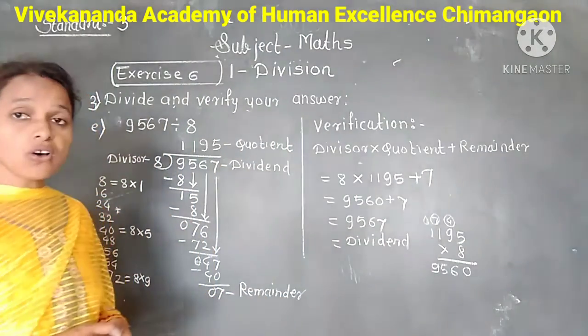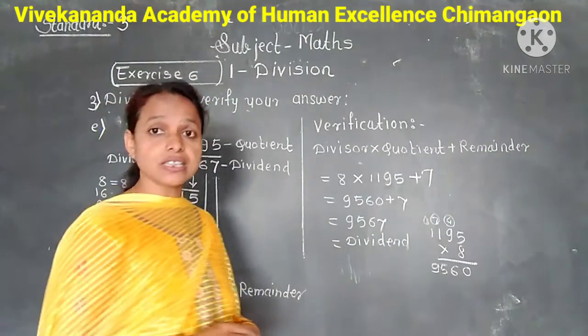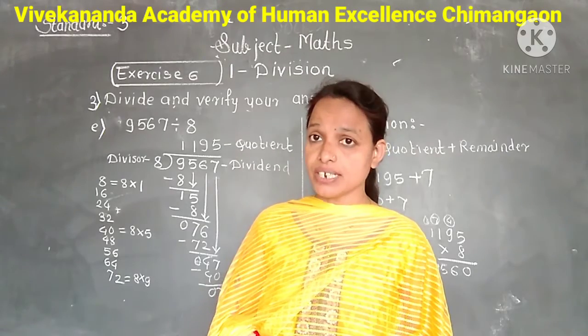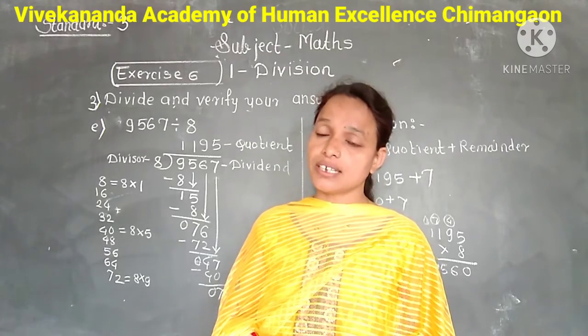So we saw the examples given in question 3. These are dividing a 4-digit number by a 1-digit number with remainder.